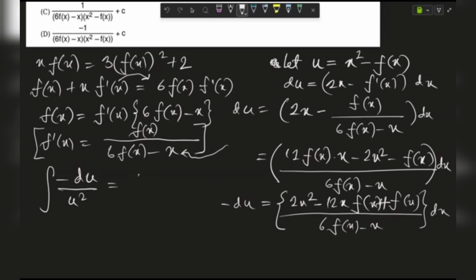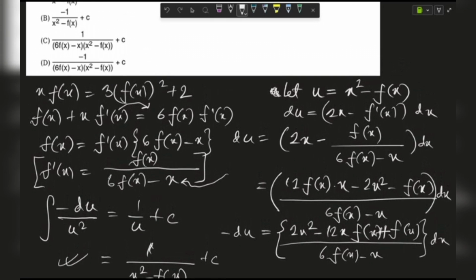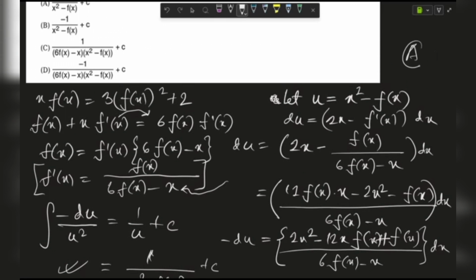So basically this comes out to be 1 by u plus c, and we have u as x squared minus f(x), so this becomes 1 divided by (x squared minus f(x)) plus c. This will be your final answer to this question. This is your option number A. So A is the correct answer. This was a very good question, because these small observations from the options will help to crack such types of questions. Advanced can anyway ask this type.